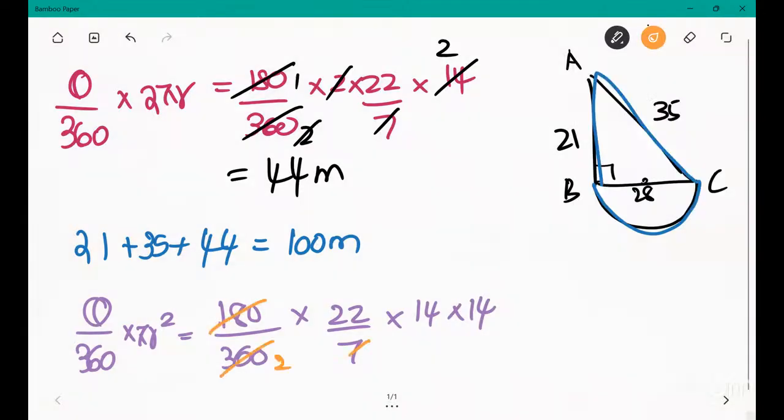And simplify. We got this answer before. 22 into 14, which is 308 meter square. Don't forget the units, those are important.